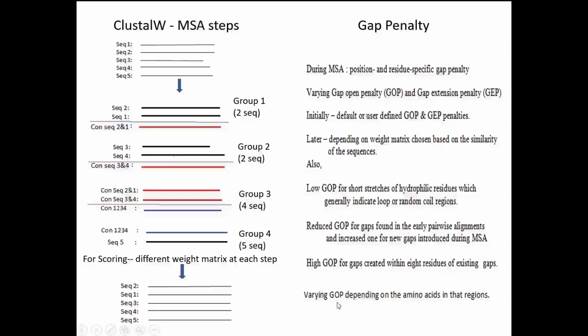Also, varying gap opening penalties are given depending on the amino acids near the gap regions. Like in many proteins, when it was analyzed, it was seen that gaps are frequently seen near glycine residues, whereas gaps are not frequent next to valine residues. So, during MSA, when gaps are created near glycine residues, they will be given a lower gap penalty, and if it is created next to a valine residue, it will be given a higher penalty.